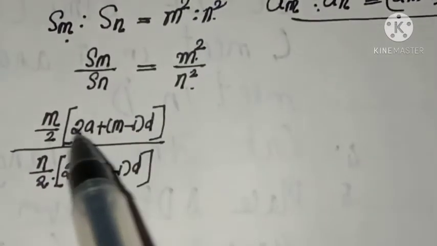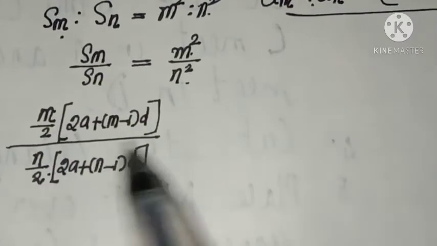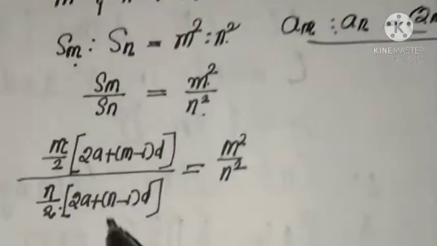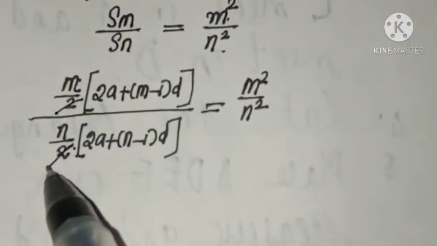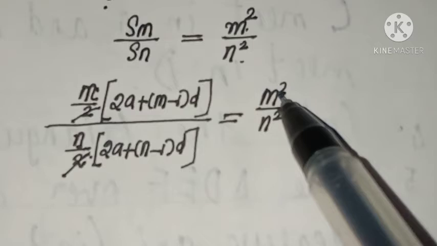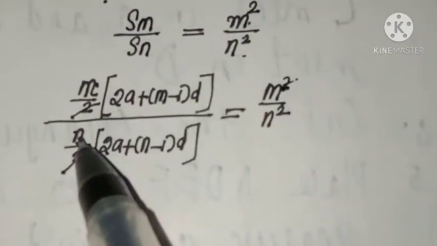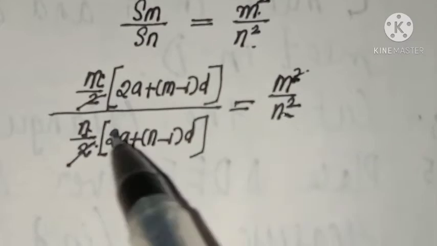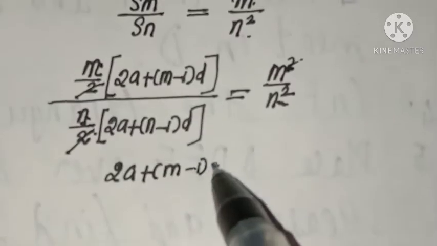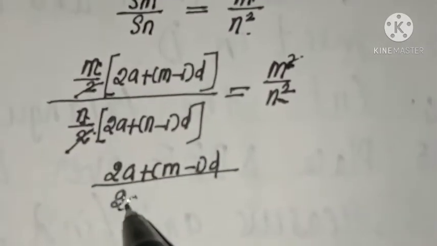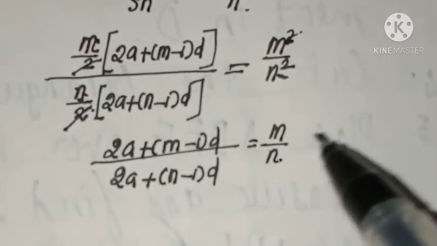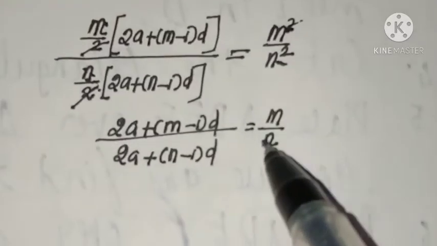So the only difference is that the number of terms m and n gives m square by n square. Here we can cancel this 2 and 2, so remaining m by n. From here m and here one m we can cancel, and n from here, n can be cancelled. So remaining 2a plus m minus 1 into d by 2a plus n minus 1 into d is equal to m by n. Okay. We cancelled m and n.